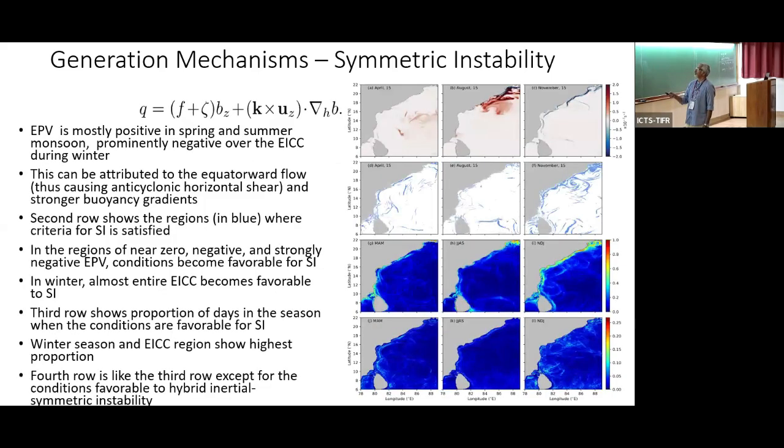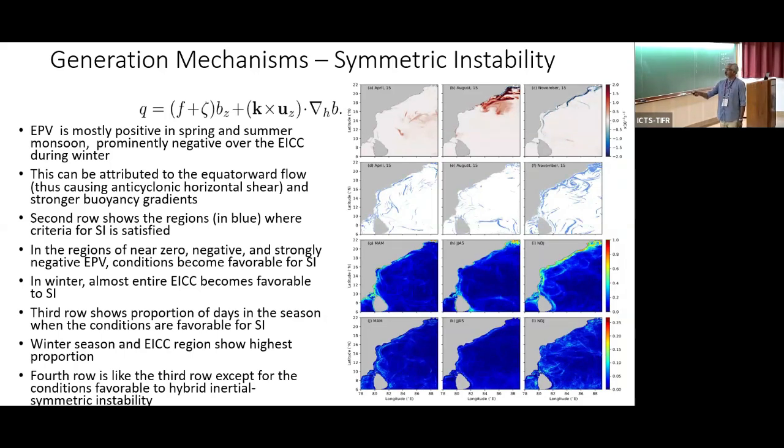To check that for the Bay of Bengal, this is the picture which shows the regions where the criterion for symmetric instability is satisfied. During spring, along several patches along the coast of India, the conditions are favorable for the generation. But during summer, it is much weaker. Again, it is well organized all along the coast of India during the winter monsoon time.